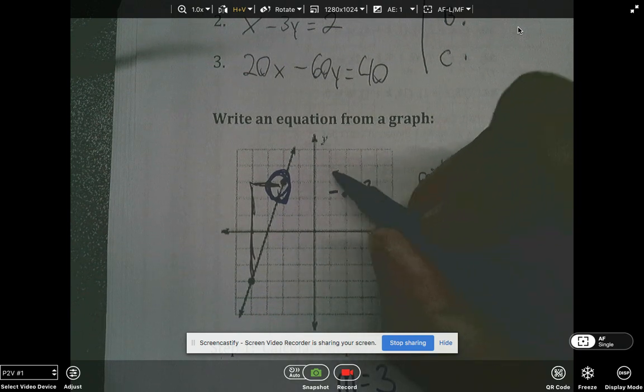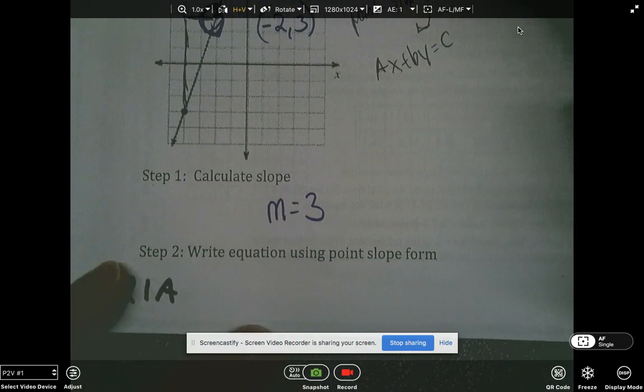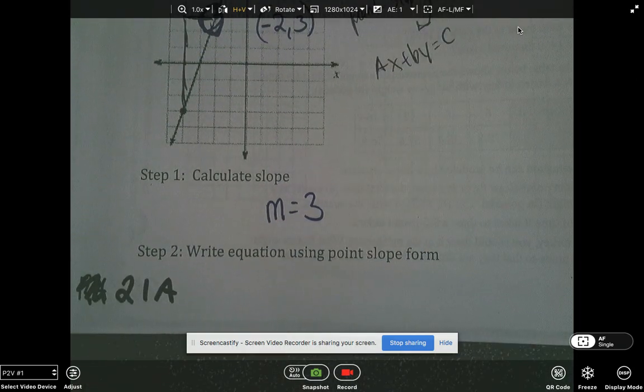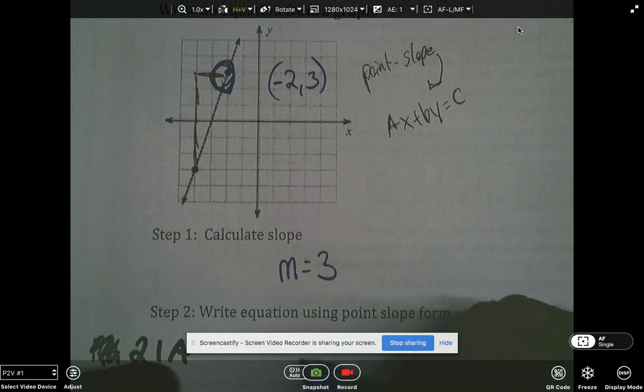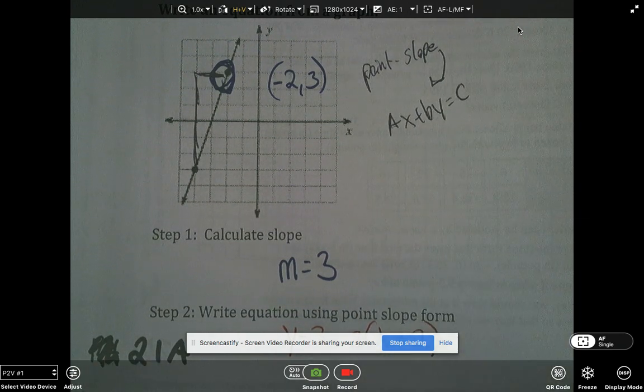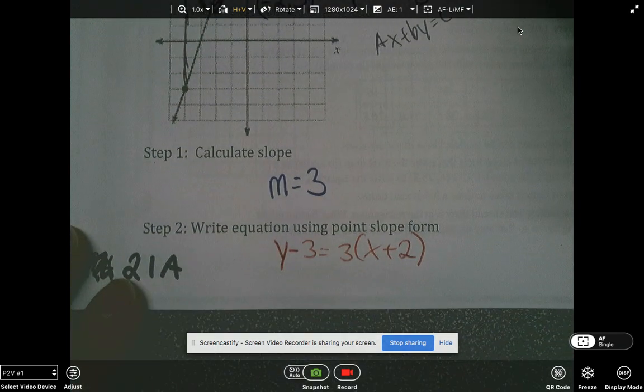-2, 3. All right, for 2 stickers, can someone write the equation in point slope form using this point and that slope? So hopefully you said y minus 3 equals 3 parentheses x plus 2. Okay, so sorry, that got a little cut off there.